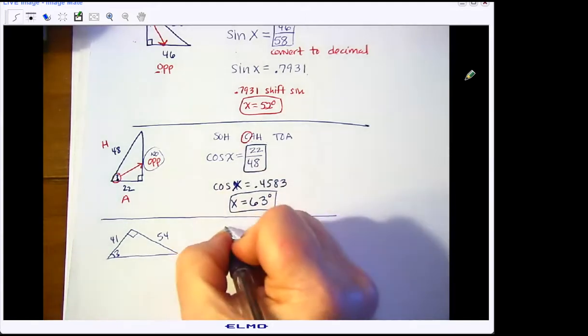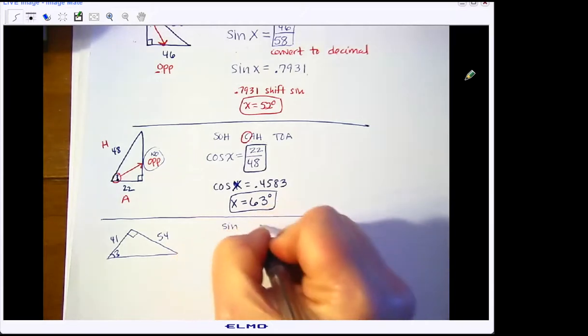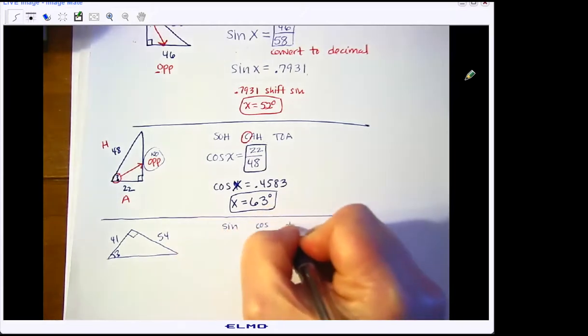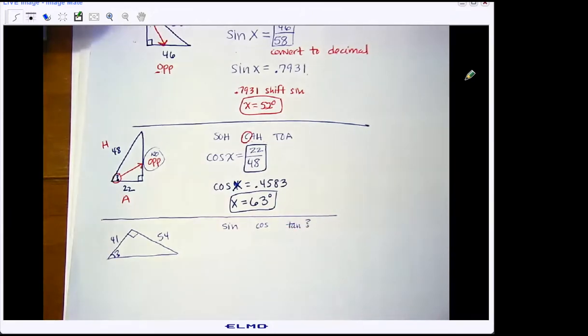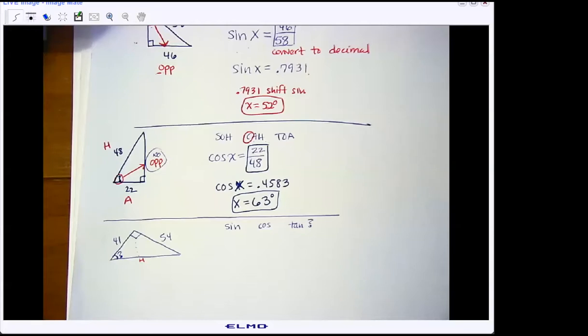So tell me, is it going to be sine, cosine, or tangent? And put it in the chat box. Sine, cosine, or tangent. Remember SOHCAHTOA. So automatically, when it has no hypotenuse, it's automatically tangent.